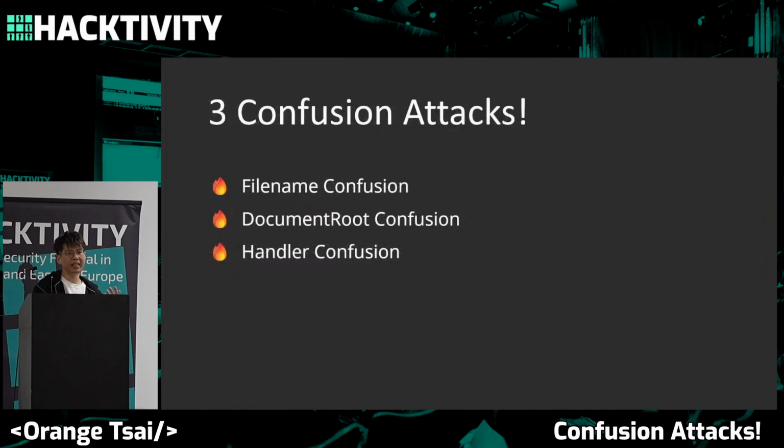So from this starting point, we create 3 different types of attacks. And because all of them are more or less related to the misuse of the structure, we name this attack confusion attack. And following are the attacks we have so far: the filename confusion, document root confusion, and handler confusion.